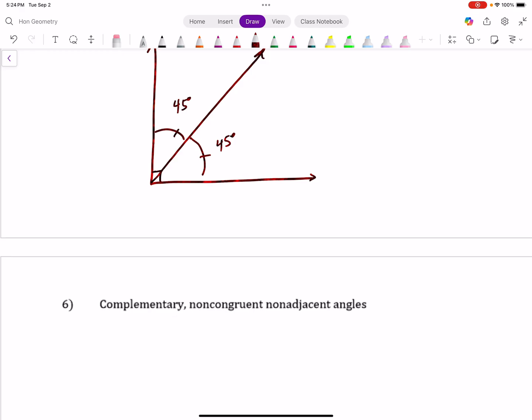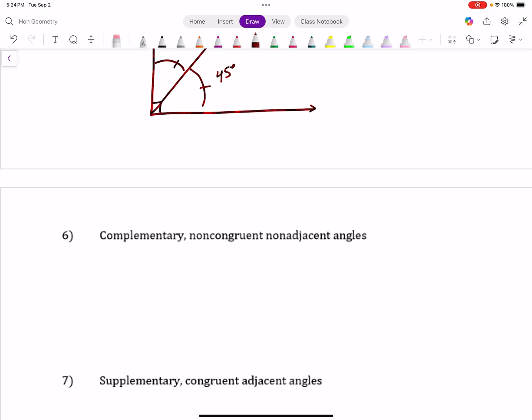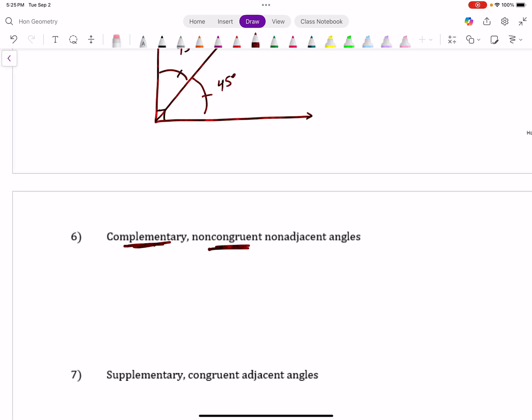Next one. We want complementary, non-congruent, non-adjacent angles. So we've got a lot going on. We've got to be non-adjacent, so we're going to put them beside each other. We want them to be complementary, so we want their measures to add up to 90 degrees, but we do not need them both to be 45 degrees. So it'd be something like maybe you've got angle A over here, and that's a 30-degree angle. And then somewhere else sits angle B, and it's 60 degrees.